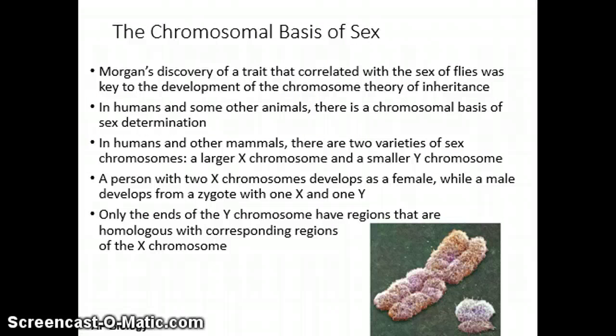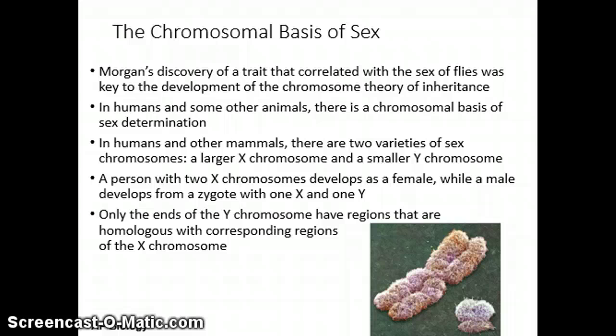Morgan's discovery of a trait correlated with the sex of the flies, and the fact that there was a correlation with the sex of the flies or the gender, was a key to the development of the chromosome theory of inheritance. So in humans and some animals, there is a chromosomal basis of gender determination or sex determination.